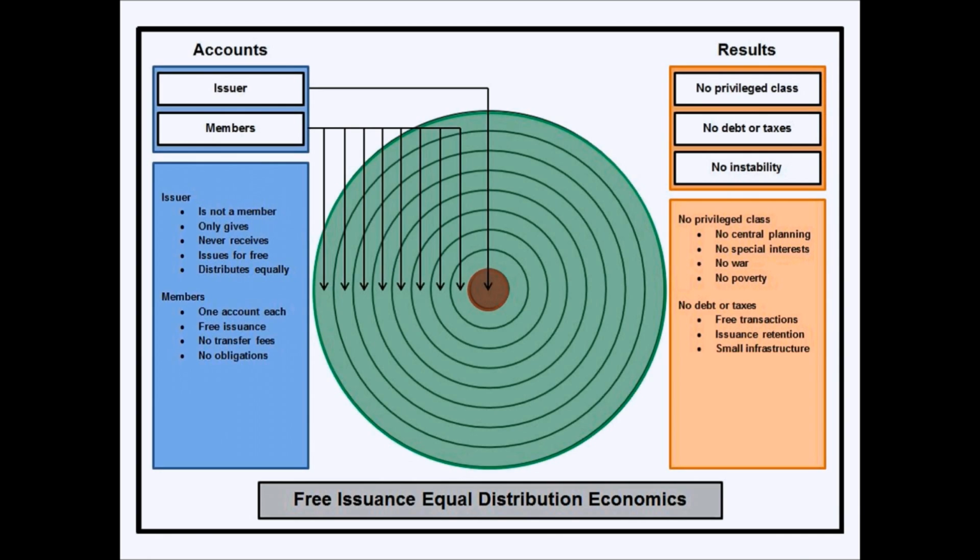No debt or taxes means free transactions, indefinite issuance retention, and small infrastructure. With no need or way of pulling currency out of circulation, there is no need for and no way to finance tax, debt collection, or monetary enforcement industries of any kind. A free issuance equal distribution economic system has comparatively few infrastructure requirements as a result of the issuance always remaining in circulation. No instability means no recessions, no depressions, and no inflation.